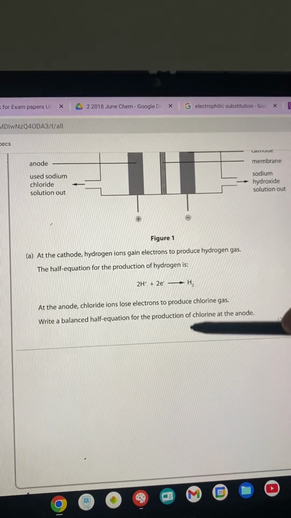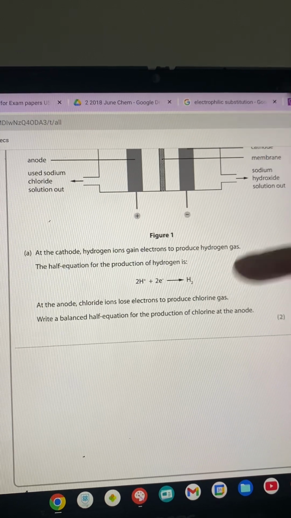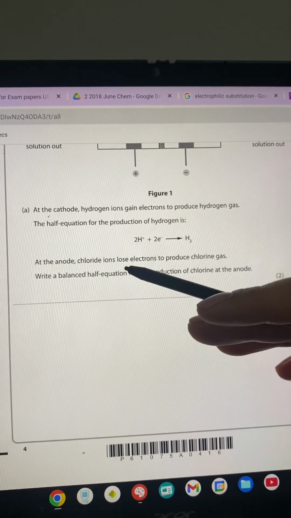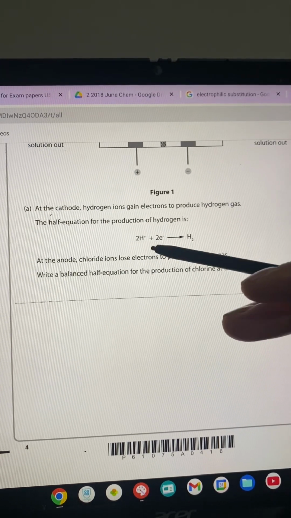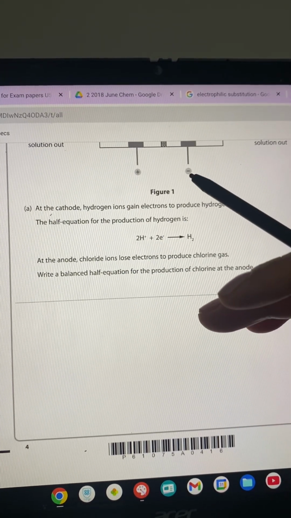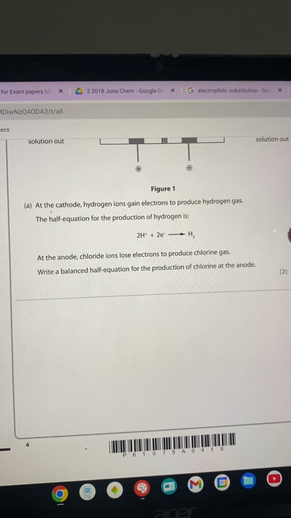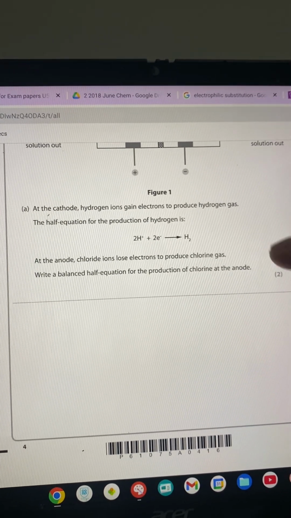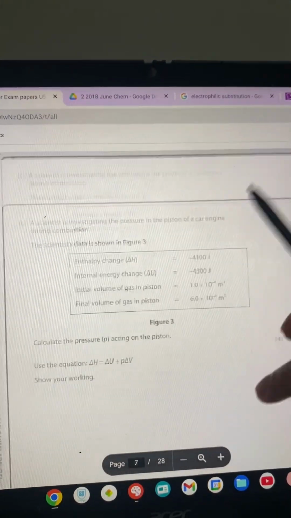So, half equation. If you ever see the phrase half equation, that means that you need to show either electrons being added or taken away. So it should say plus e minus or minus e minus. Okay, so let's just have a look at the mark scheme. So this is what it would look like. Let's just scroll down.